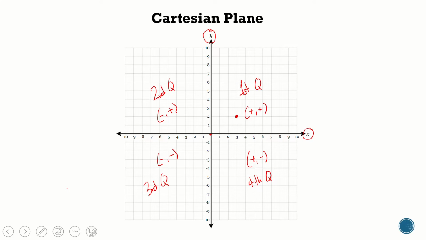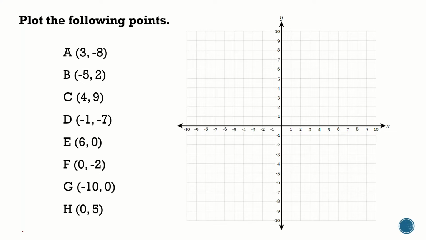So let me give you examples. Here, our objective is to plot, or locate, these 8 points right here on the Cartesian plane. Now remember, the first number that you see is the x. So for letter A, we have positive 3 for x and negative 8 for y. Positive 3 of x is right here on the right side, obviously, and negative 8 of y is right here.